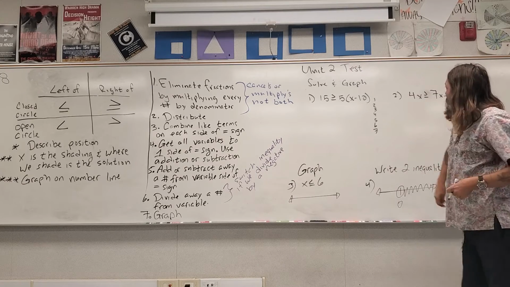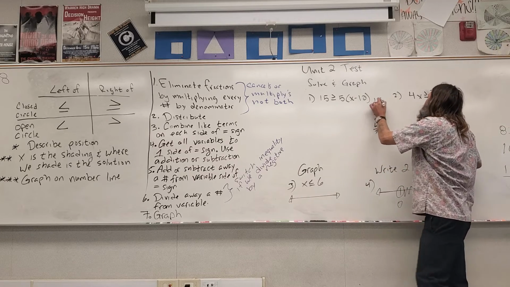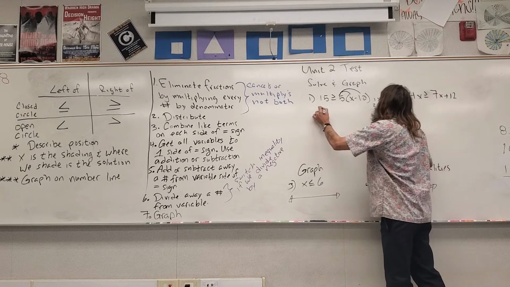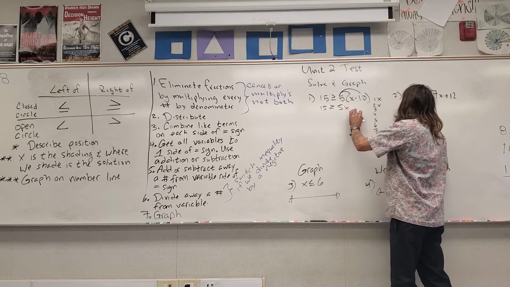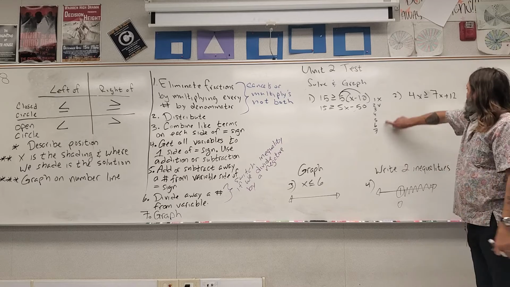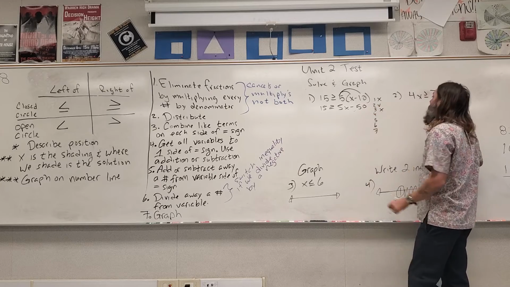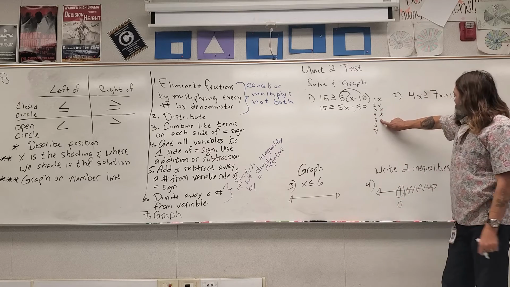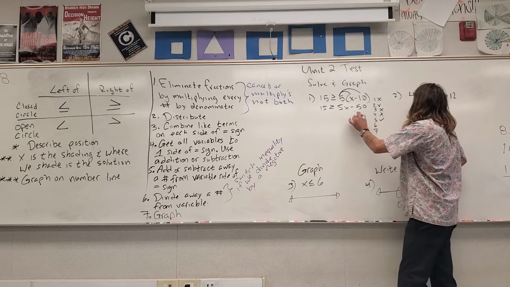All right, so let's see here. Can I eliminate fractions? No. Can I distribute? Yes. 5 times x is 5x. 5 times negative 10 is negative 50. So now I get 15 is greater than or equal to 5x minus 50. Can I combine like terms on each side? I can't put anyone together with the 15, and these aren't like terms, so I can't do that step. Are all my variables on one side? They are. They're on the right side. Can I add or subtract away a number from the variable side of the inequality? Yes, I can. I can add the 50 to both sides.